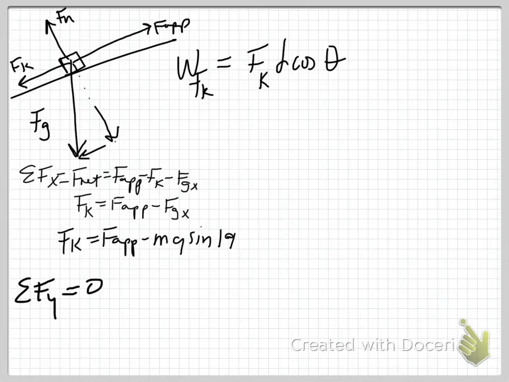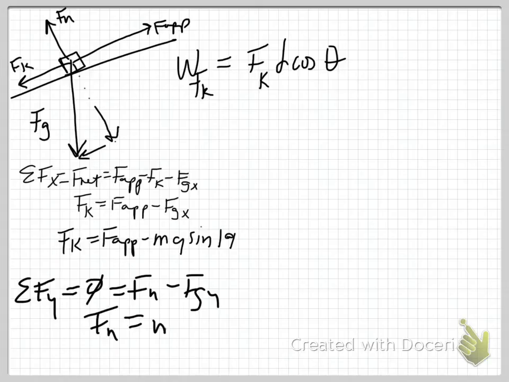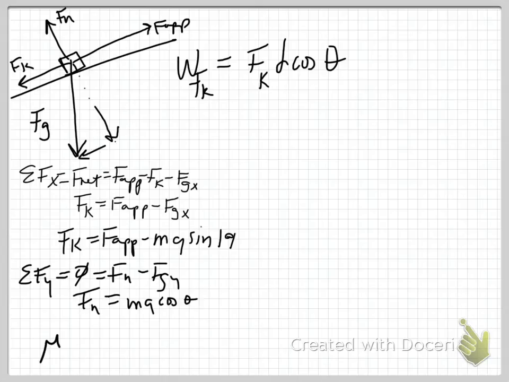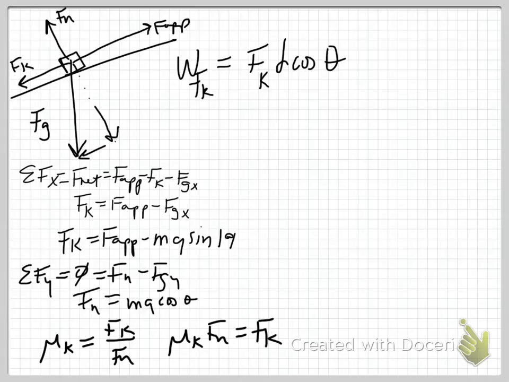Okay, so we can also do sum of forces on the y, where Fn minus F of gy is 0, so Fn equals mass gravity cosine theta, and we take the mu k, which is equal to Fk over Fn, so mu k Fn equals Fk, which means mu k mg cosine 19 equals Fk. Yeah, you can do either of them.